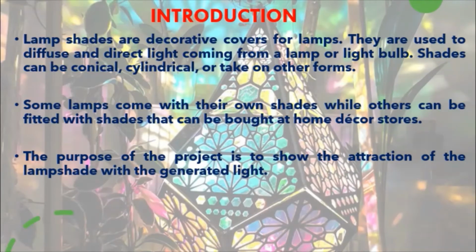Here I would like to present the intro of the lampshade. Lampshades are decorative covers for lamps. They are used to diffuse and direct light coming from a lamp or light bulb. Shades can be conical, cylindrical, or take on other forms. Some lamps come with their own shades, while others can be fitted with shades that can be bought at a home store. Shades also can be custom tailored to fit lamps of all sizes. Many people specialize in custom-made lampshades.